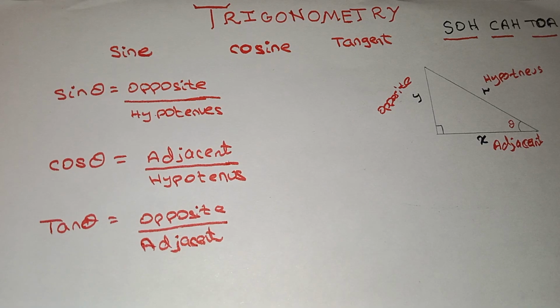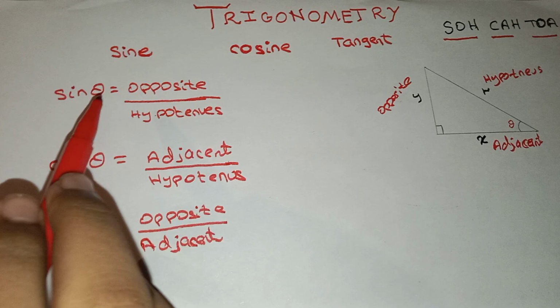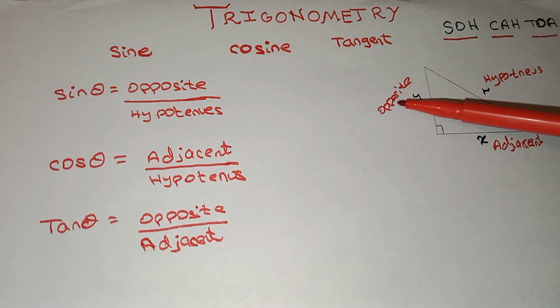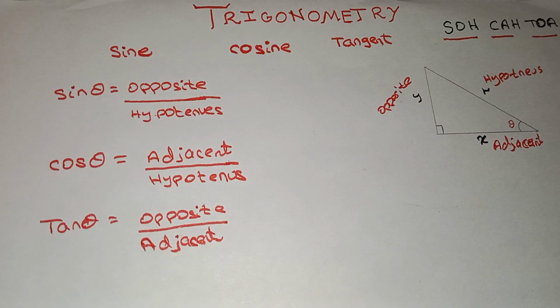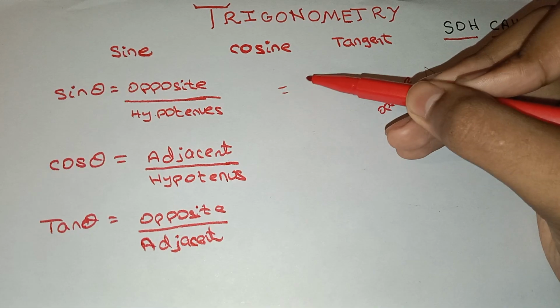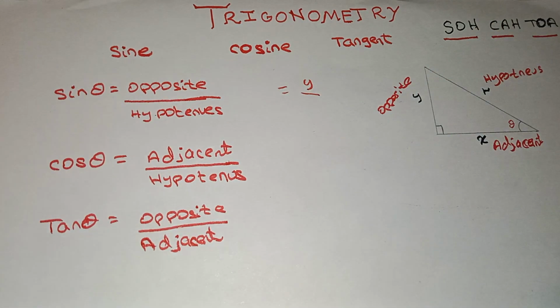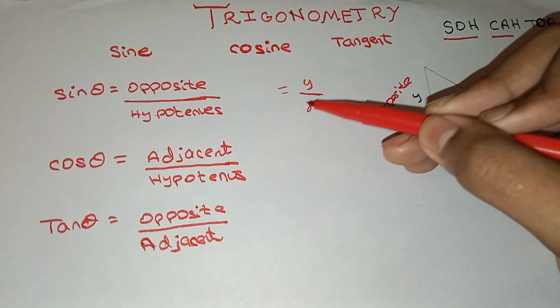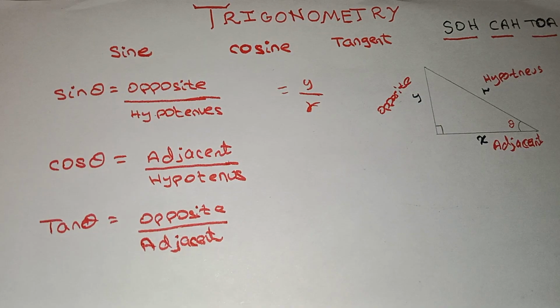Now, sine, cosine, tangent. Sine equals opposite upon hypotenuse. So what is opposite in this triangle? Opposite is this y. So it can be written as y upon hypotenuse, which is r. So y upon r. This is a trigonometric ratio according to this triangle.